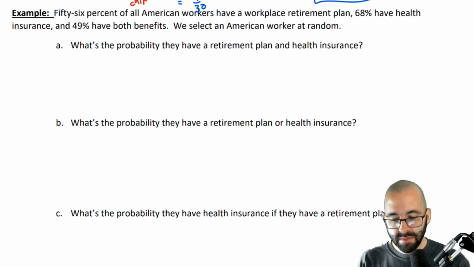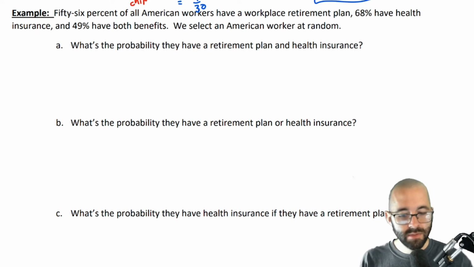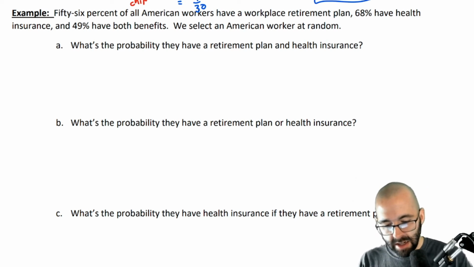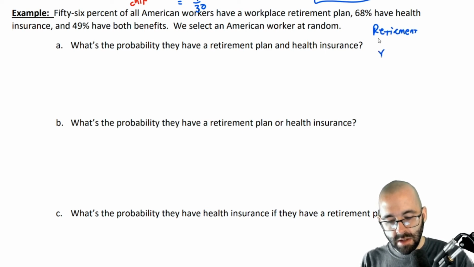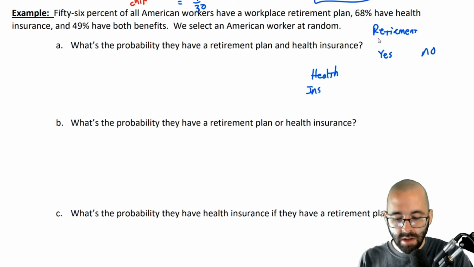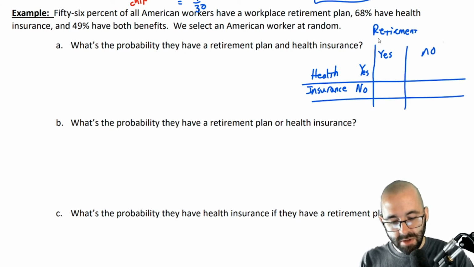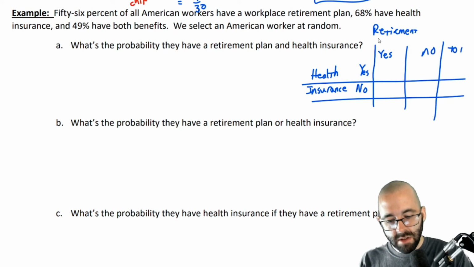So let's make one. Okay, so retirement plan, yes and no. Health insurance, yes and no. Let's kind of go off to the side. Retirement, yes, and no. And health insurance is going to be over here, yes and no. This is going to be our little contingency table. And again, hopefully the totals all add up to 100%.